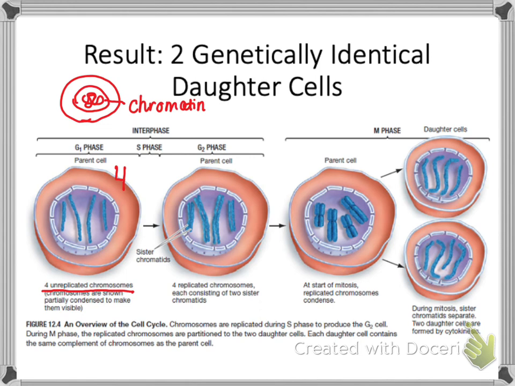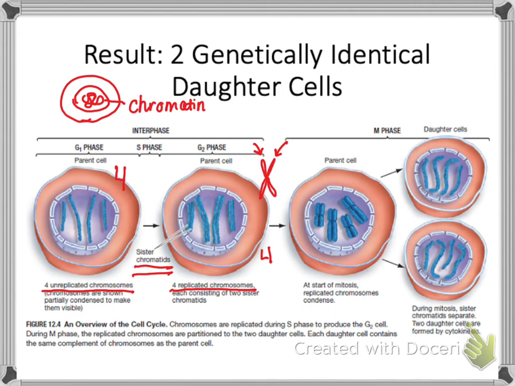Okay, the S phase will make sister chromatids because it's going to synthesize DNA. And here now you can see there's 4 replicated chromosomes. Although those are stuck together, those chromosomes look like this. So we have 1 sister chromatid and a second sister chromatid. Now we still have 4 chromosomes. They're just replicated chromosomes at this point.